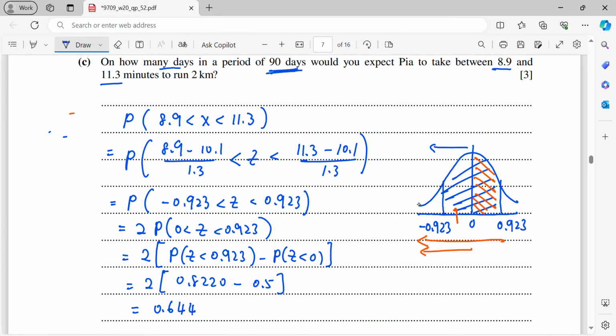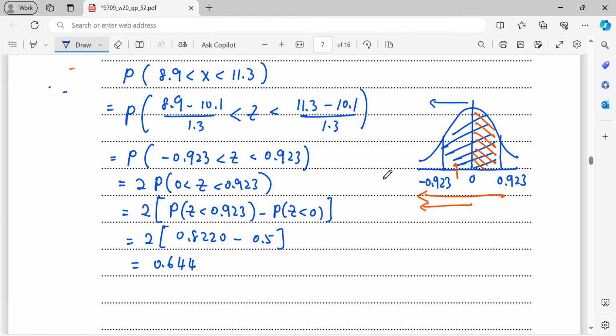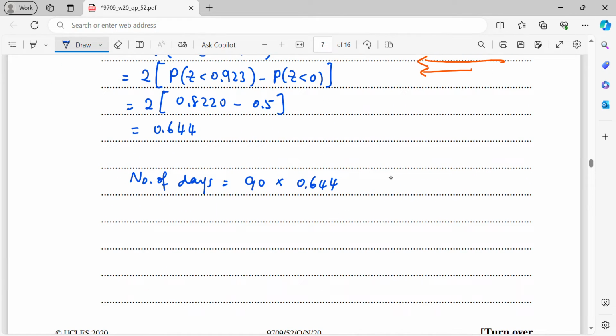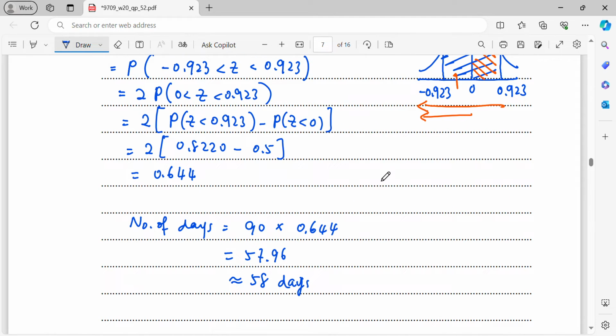Now you are given 90 days. Out of 90 days, how many days will be running in taking this time to run 2 kilometers? So now number of days, it will be 90 times 0.644. So then from here, you will be getting 57.96, and I round up, it will be almost 58 days. Okay, so that's the solution of this question.